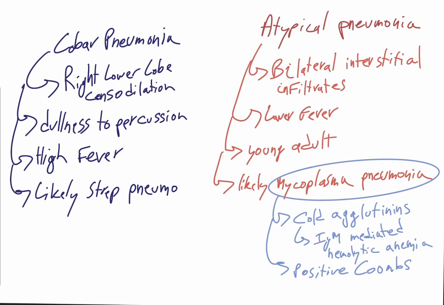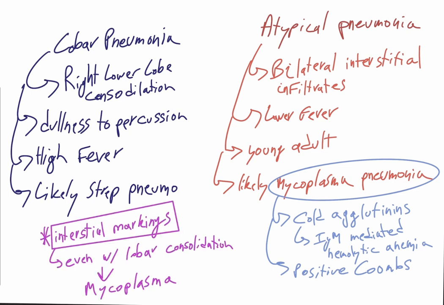An important distinction. So if you have a patient with pneumonia and interstitial markings are present, even with only lobar consolidation, the answer is still mycoplasma pneumonia. Just because you see lobar consolidation doesn't mean it has to be strep pneumo, but it does mean that if you see interstitial markings, you are going to pick mycoplasma.